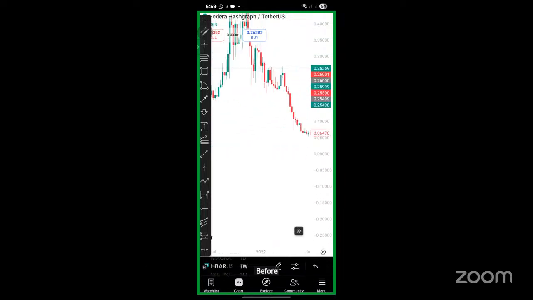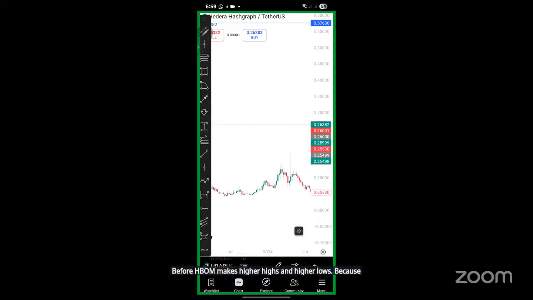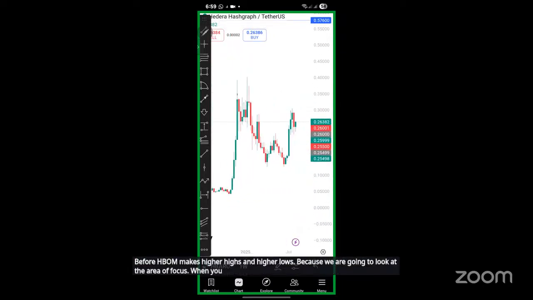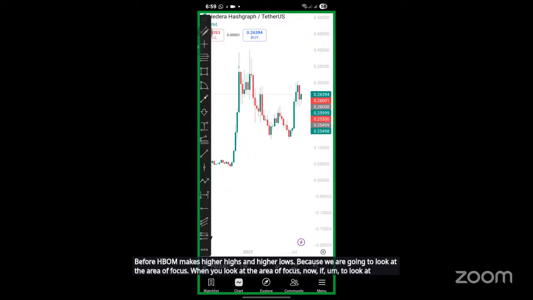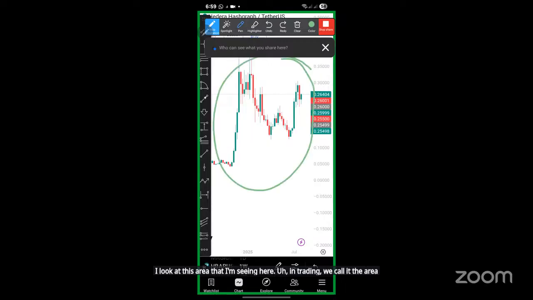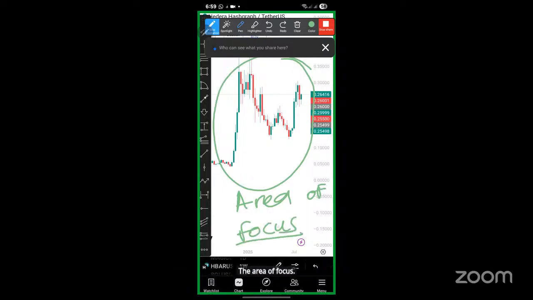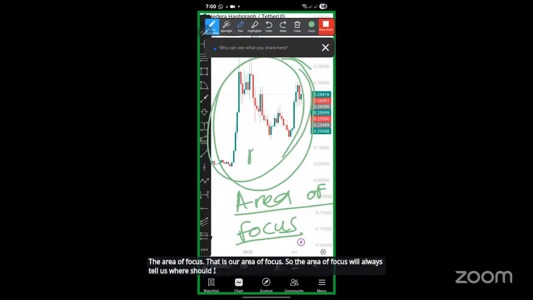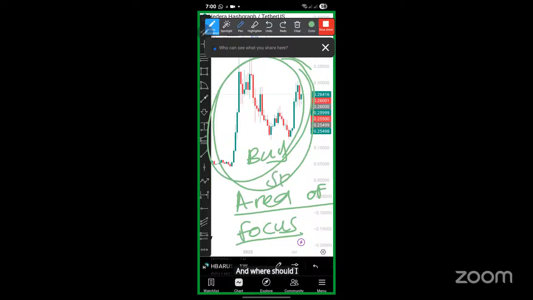Before H bar makes higher highs and higher lows, we are going to look at the area of focus. If I'm to look at H bar, I will look at this area that I'm seeing here. In trading, we call it the area of focus. So there is an area you are going to track. The area of focus will always tell us where should I press my buy and where should I press my sell, and what is the impact of the buy and sell within the market.